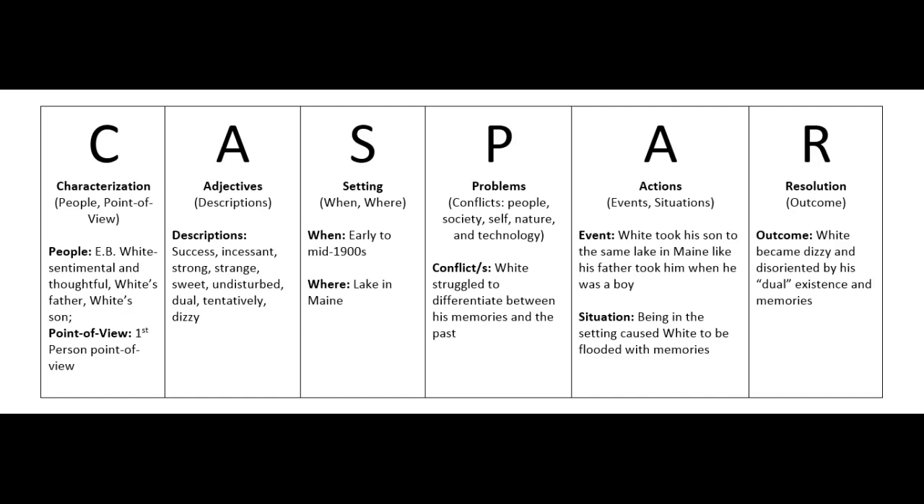In terms of the second A for actions or events and situations, the event is White taking his son to the lake in Maine, just like his father did when he was a boy. The situation is that the memories flood White's present, so he is confused and disoriented. The outcome is White is overcome so much that he becomes dizzy and he is unable to differentiate between himself and his father and his son and himself. So he's playing two different roles and it's overwhelming.